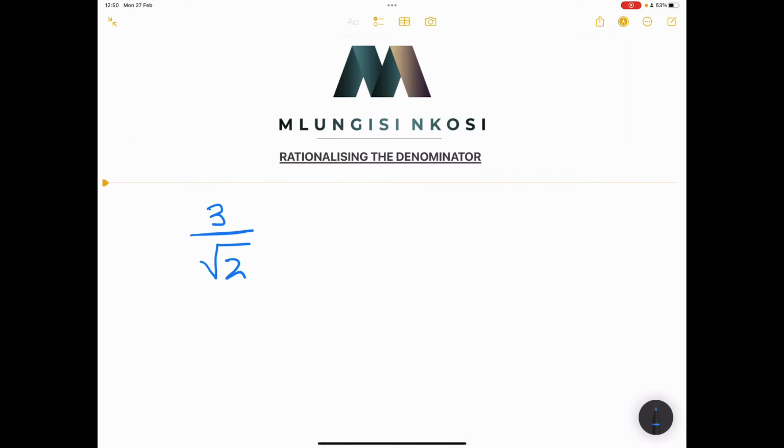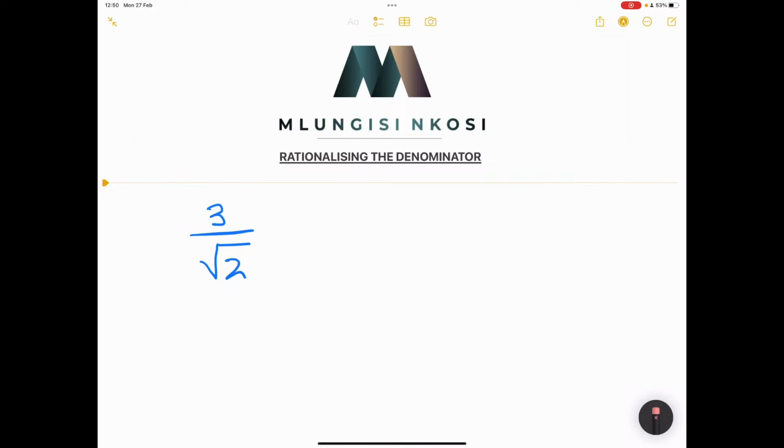It means that we are making the denominator not to be in surd form. That's why we call it rationalizing. If you remember, a rational number in this case would be something that can be written as a over b in fraction form. It could be a whole number, and so on and so forth. Now, what are we going to do first?